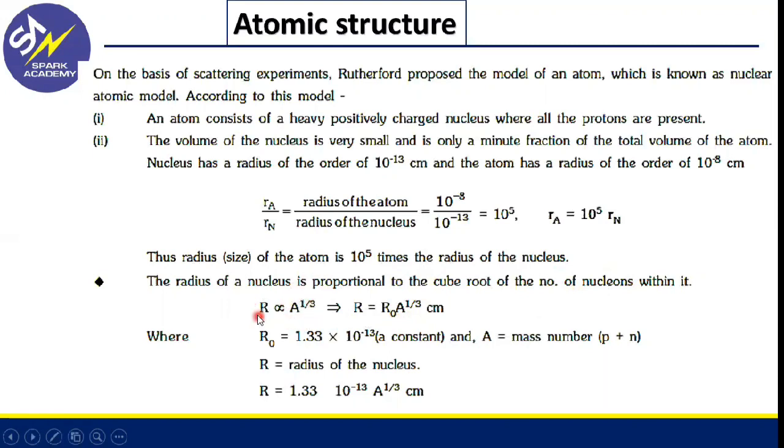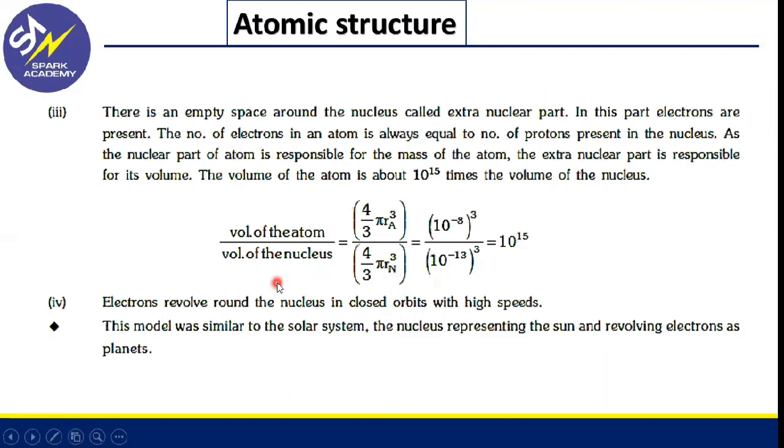So we can also give the radius of the nuclei using this formula. Next, he also said that there was a lot of empty space around the nucleus, which is the extranuclear part, in which the electrons will be present. The volume of the atom is about 10 to the power of 15 times the volume of the nucleus.